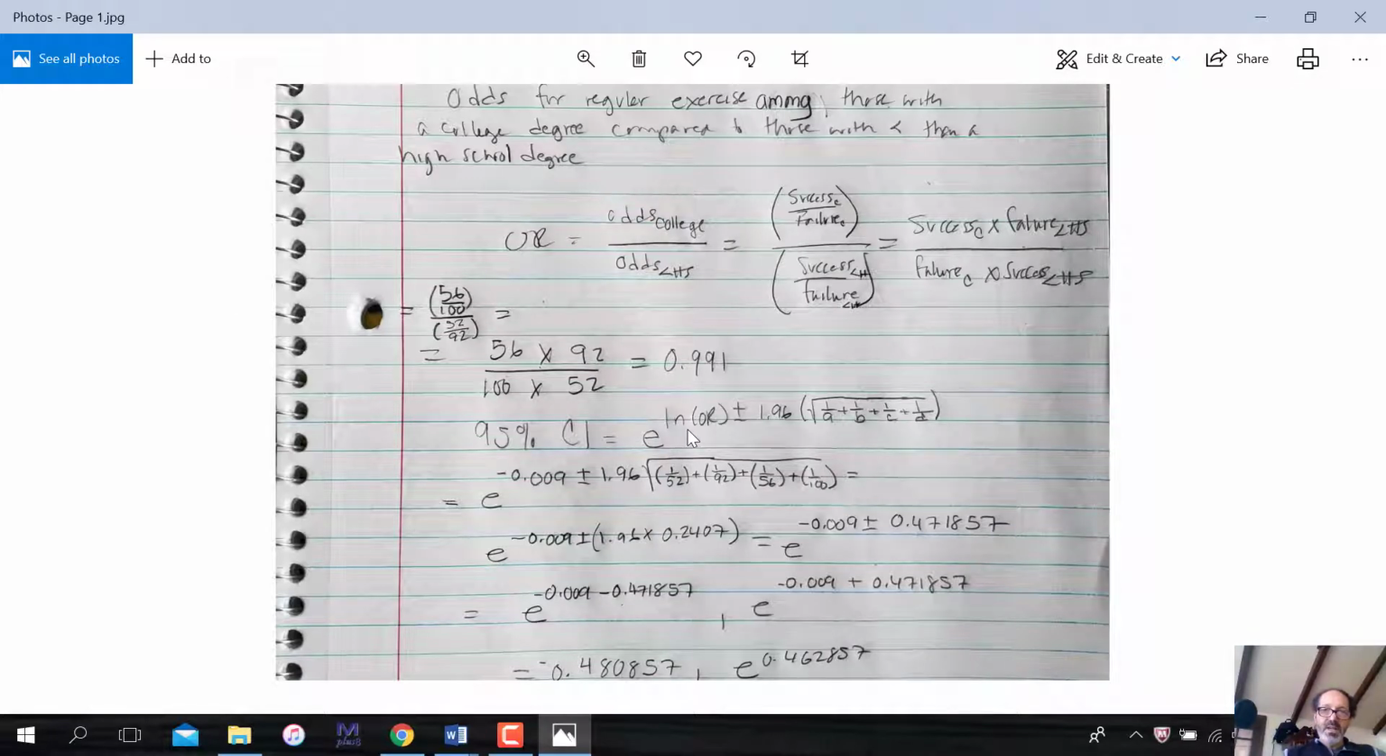So I need the natural log of the odds ratio, and we're going to add and subtract because we're doing the confidence interval. The confidence interval surrounds what's known as a point estimate. This is known as a point estimate. It surrounds it. We need the margin of error, and the margin of error is going to depend a lot on what we choose to be our acceptable false positive result.